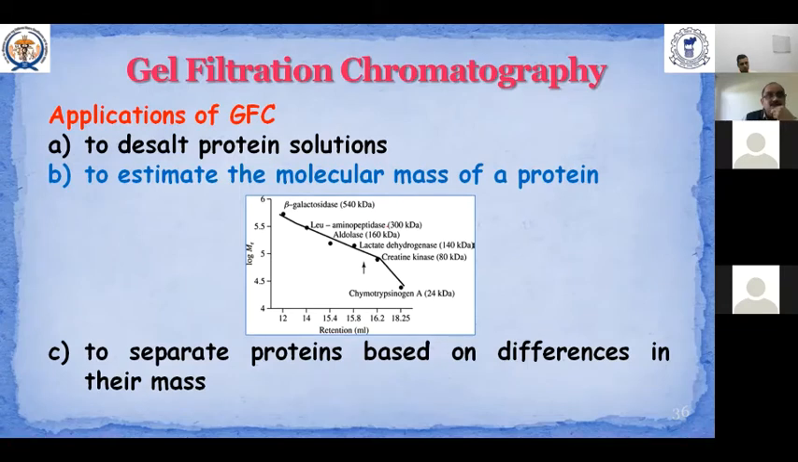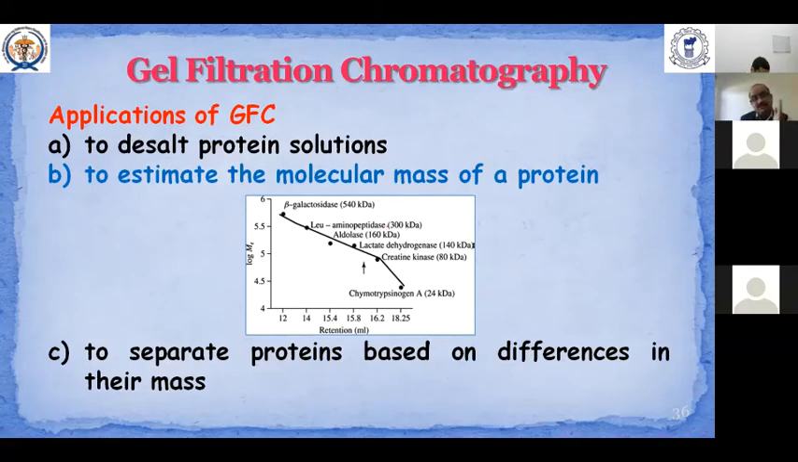Finally, the third application of gel filtration chromatography is purification of protein. This method depends upon the mass of the molecules, and it is used to separate proteins based on differences in their mass. But there is a limitation: the sample volume should not be more than 5% of the bed volume. So this separation should be used at the end of the purification strategy as a polishing step.